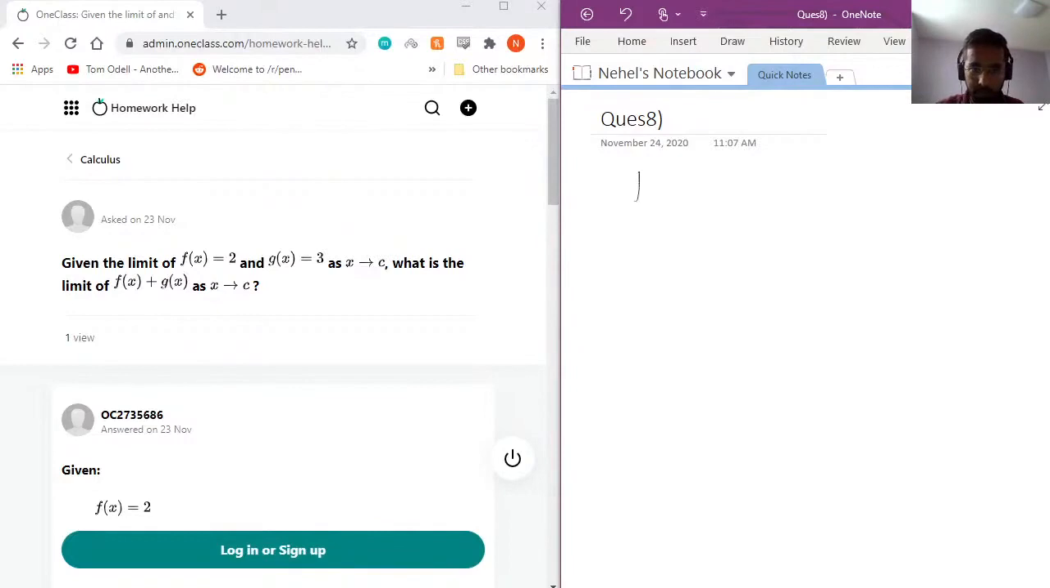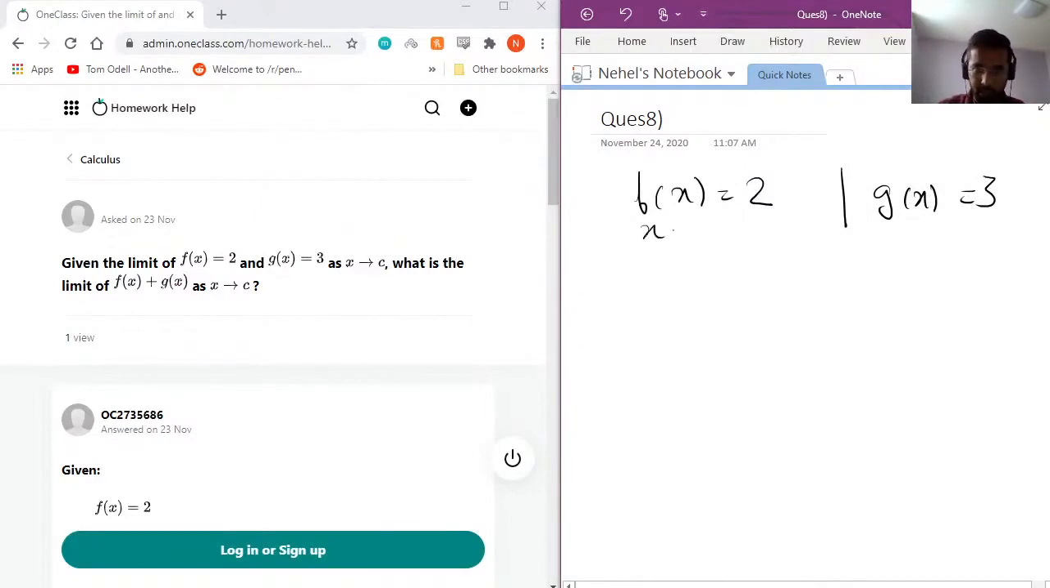We know that the limit of f of x is equal to 2 and the limit of g of x is equal to 3. These both values are true when x tends to c. So for x tending to c, f of x is equal to 2, and for x tending to c again, g of x is equal to 3.